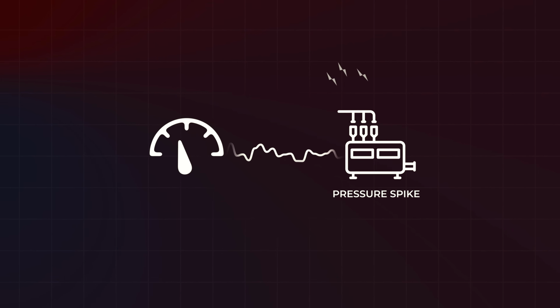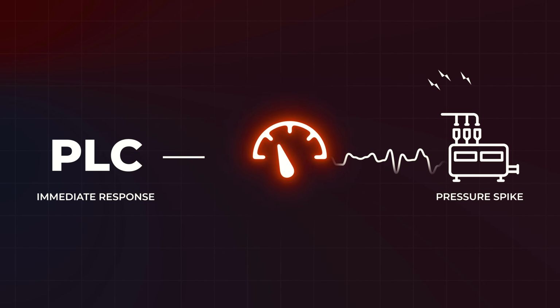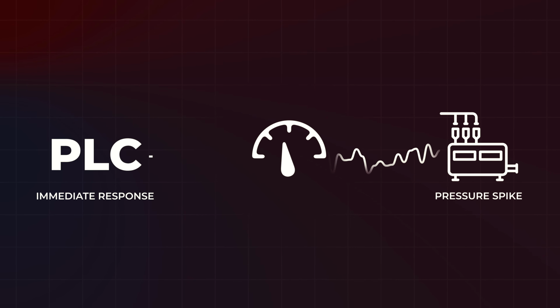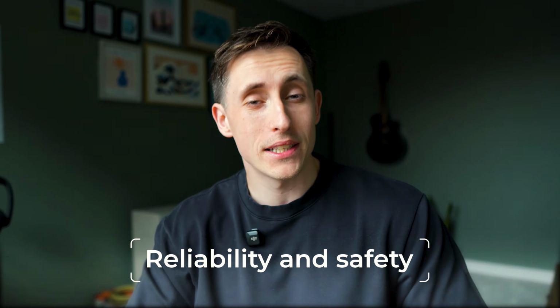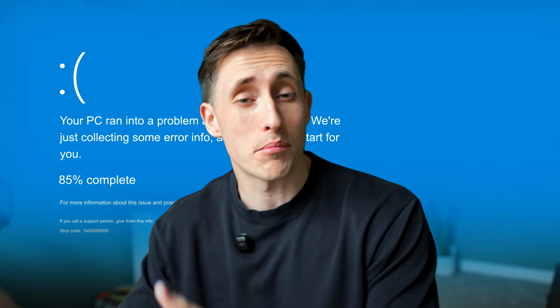PLC scan times are often under 10 to 50 milliseconds, and HMI update rates are typically sub-second. If a pressure spikes, the operator needs to see it immediately rather than after a page refresh. The next is reliability and safety. These systems are designed to run continuously with almost no downtime. You'll find examples of hardened Windows, embedded Linux, and hardened runtimes locked down to specific usages, because we can't be seeing a blue screen in a live production line.